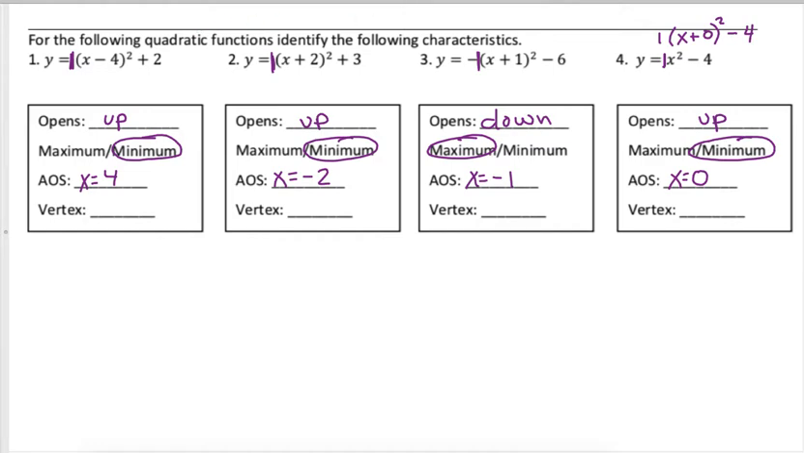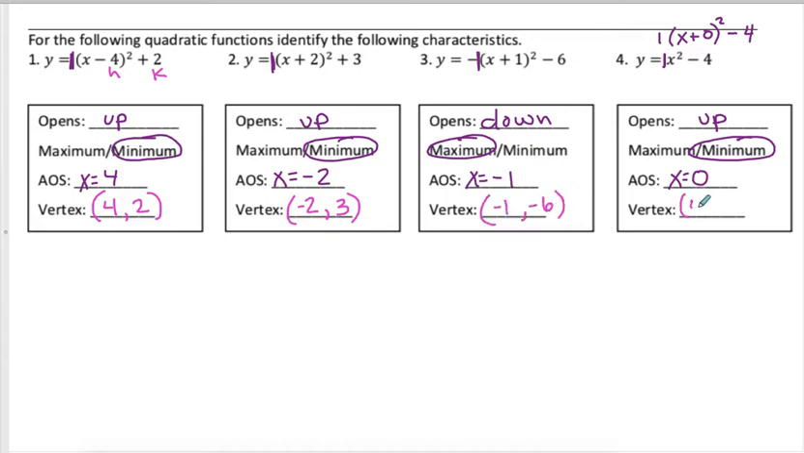The last part here is finding our vertex. We have the x value, but now we need the y value. That's our h here. Here's our k. We have our h. The outside tells the truth. Positive 2, positive 2. Negative 2 lied. Positive 3 tells the truth. Negative 1 lied. Negative 6 tells the truth.